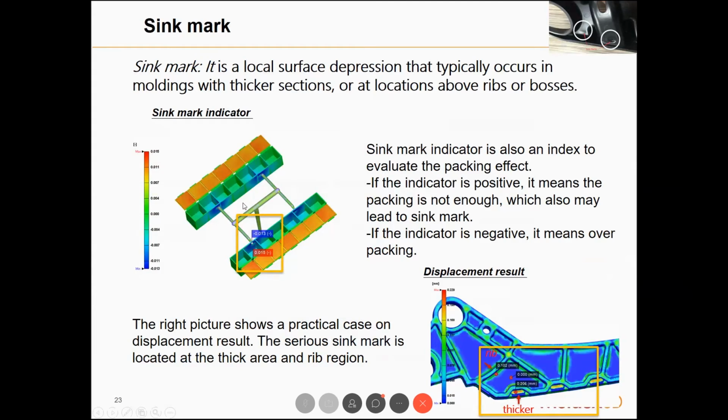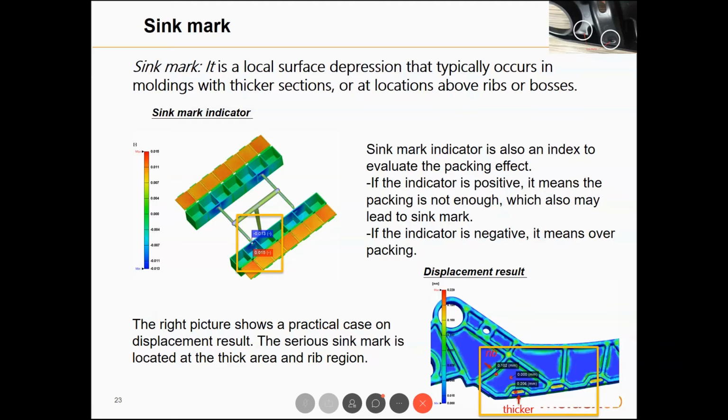And we can see the indicator value near to the gate here is a negative value, which means the pressure in this area is too much. And on the other hand, if the indicator is positive in here, it means the packing is not enough, which might lead to the sink mark. And in the example below, we can see the sink mark displacement shows on the two specific areas, the rib region and the seeker area, which are the two common regions to have the sink mark problem.